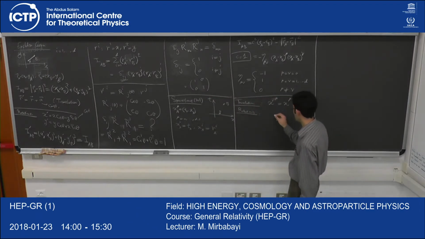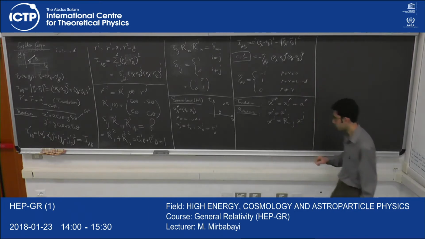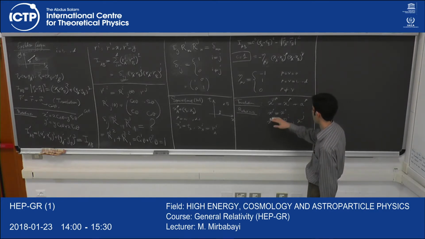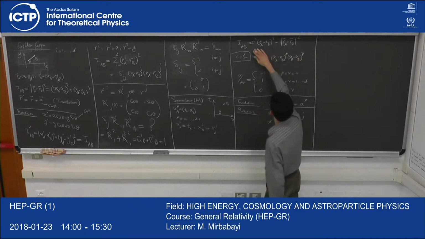What rotations do is that they don't change time, they only change the spatial component. So x prime 0 is going to be equal to x0, and x prime i is going to be some rotation matrix R_ij times x_j. Then what happens is that the zeroth component of this doesn't change.